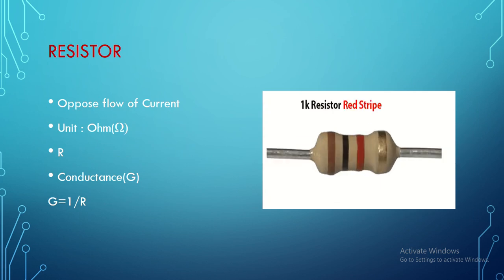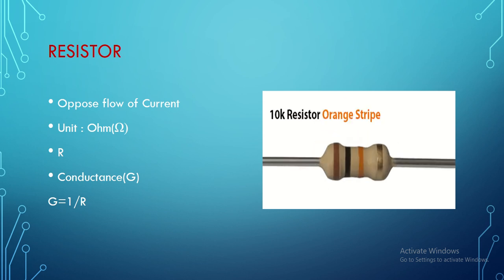Next, the important topic is resistor. Resistor is the property of the material that opposes the flow of current. The unit of the resistor is ohm and it is denoted R. Conductance is the reciprocal of the resistance. It is called the conductance. The notation of the conductance is G. G is equal to 1 by R. The unit is Siemens.